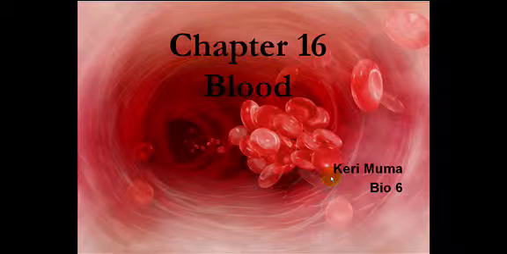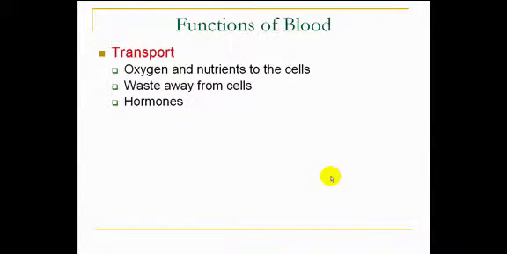Alright, so blood. We know blood as the fluid that flows through our blood vessels. Now the function of blood is obviously to transport things throughout our body. And it transports oxygen and nutrients to the cells. Okay, so oxygen from the lungs to the cells, and nutrients such as lipids, proteins, and carbohydrates to the cells so they can use it for cell metabolism.